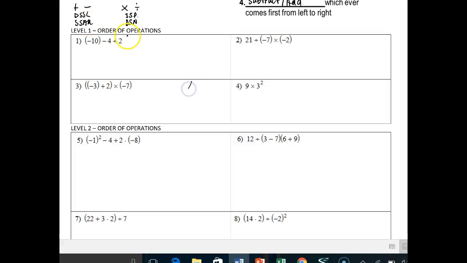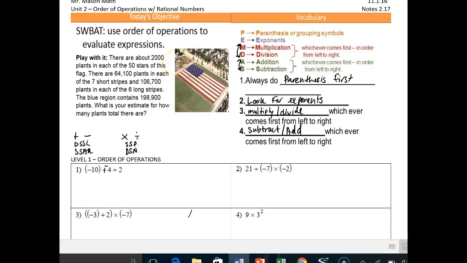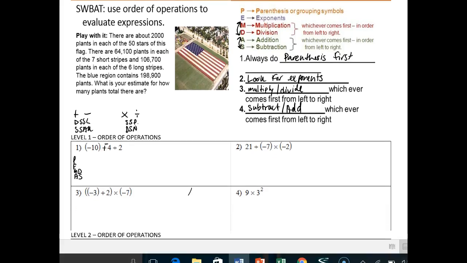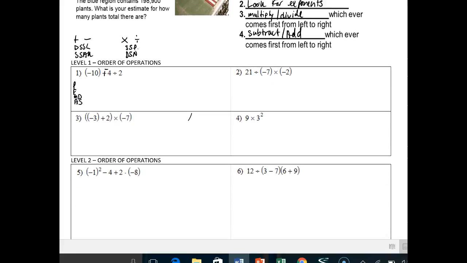All right, so let's scan this problem here. Let's go ahead and say plus a negative to that. And then we're going to say, do parentheses first. Well, the key thing is let's write this out. And I'm going to write it down just like this. Notice how M and D and A and S are on the same level. That's trying to indicate that you do whichever comes first, left to right. Now, a lot of you probably want to do negative 10 plus negative 4 to start off. Can't do that, right?